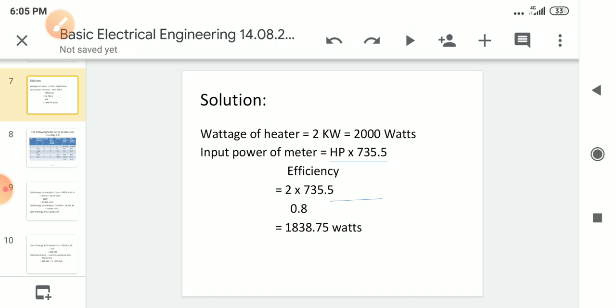Here the wattage of the heater is equal to 2000 watts. Input of motor is HP into 735.5 by efficiency. So 2 into 735.5 by 0.8 is equal to 1838.75 watts. These are the watts.